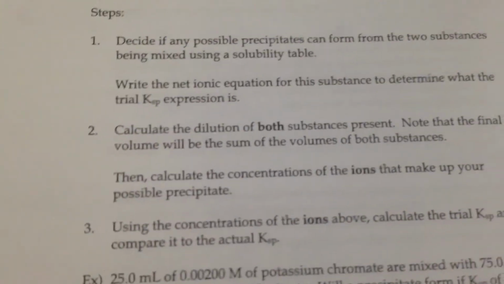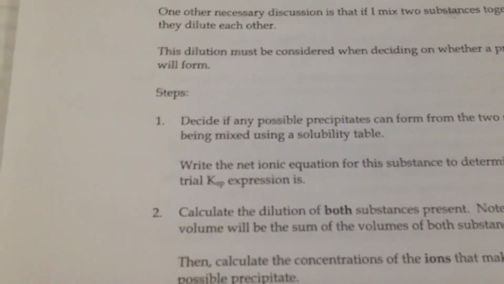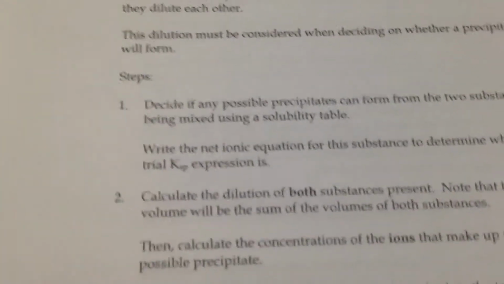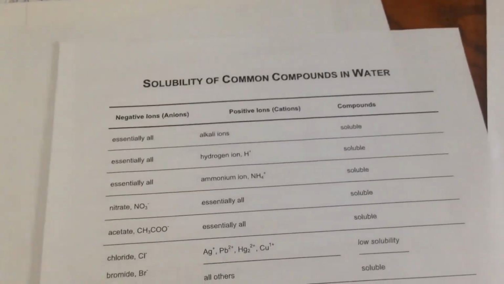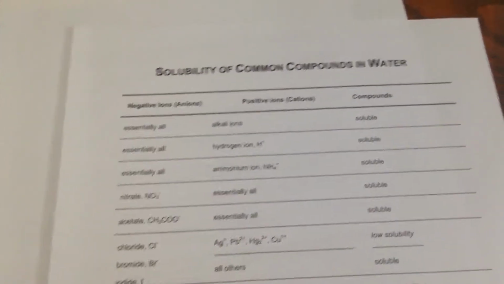To do that, we need to decide if there are going to be any possible precipitates. The easiest way is to see if in the question you're given a KSP for a certain compound. If that's the case, then that's the precipitate we're looking for. If not, you're going to have to see what the products are going to be and compare that with the solubility and common ion chart to see if you get a precipitate.